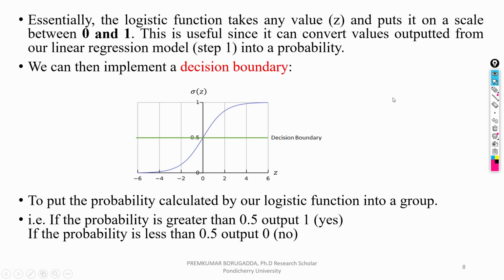So essentially the logistic function takes any value and puts it into a scale between 0 and 1. This is useful since it can convert the values outputted from our linear regression model into a probability, so we can implement this decision boundary. In this graph, the green line is the decision boundary. The probability calculated by our logistic regression model is greater than 0.5, predicted as 1, and less than 0.5, it is 0.